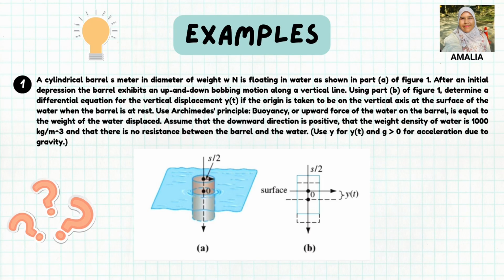Hi, my name is Amalia and I'll be talking about the examples. So the first example is a cylindrical barrel s meter in diameter, of weight W Newton, floating in water as shown in part A. After an initial depression, the barrel exhibits an up and down bobbing motion along a vertical line, which is the y-axis. So using part B, determine a differential equation for the vertical displacement if the origin is taken to be on the vertical axis at the surface of the water when the barrel is at rest. So use Archimedes principle, where the upward force of the water on the barrel is equal to the weight of the water displaced. So you can read the other information. We're going to use it for the solution.